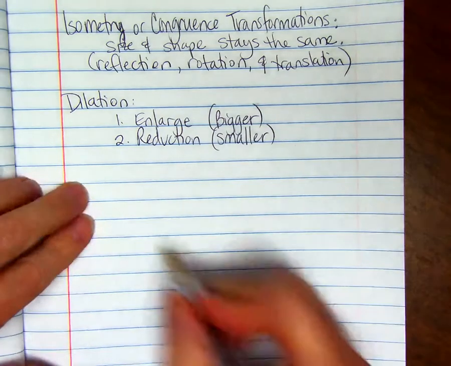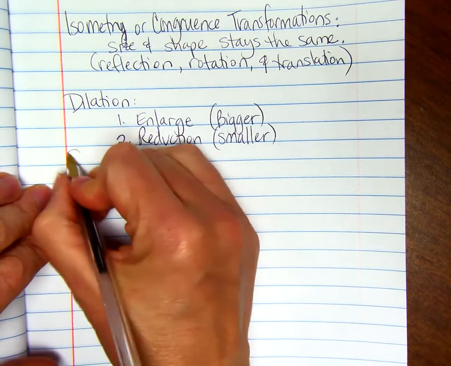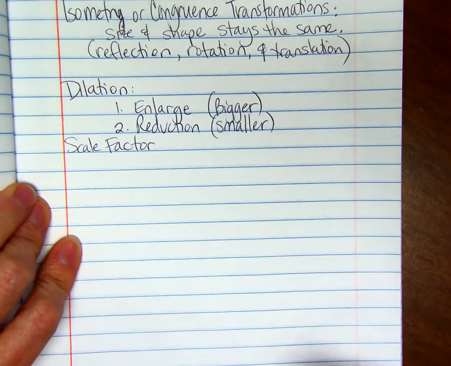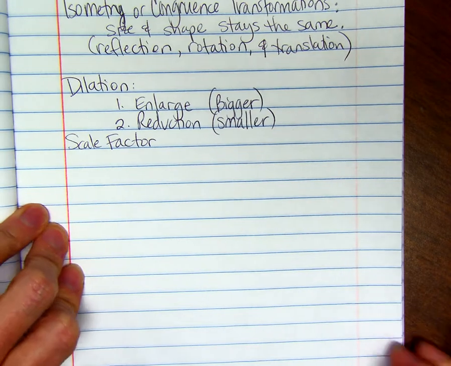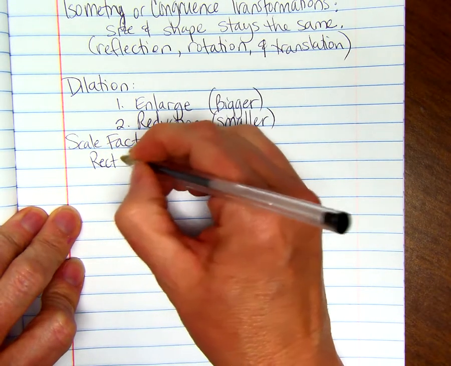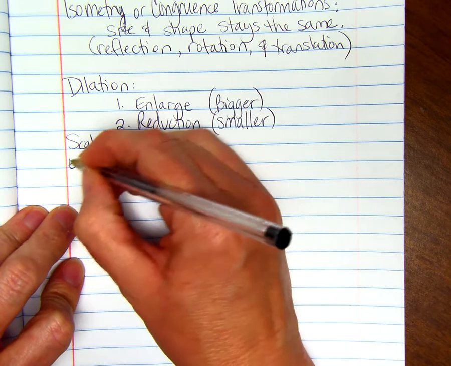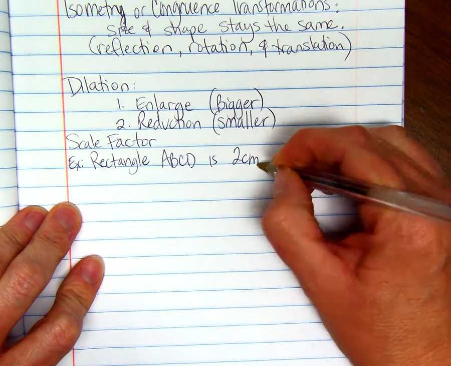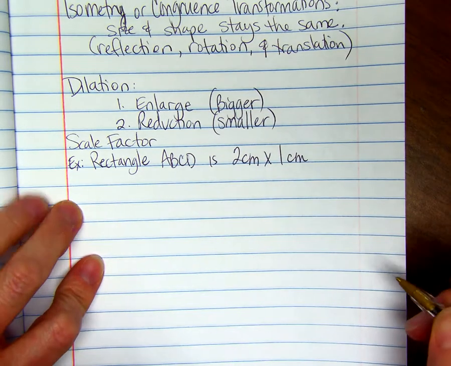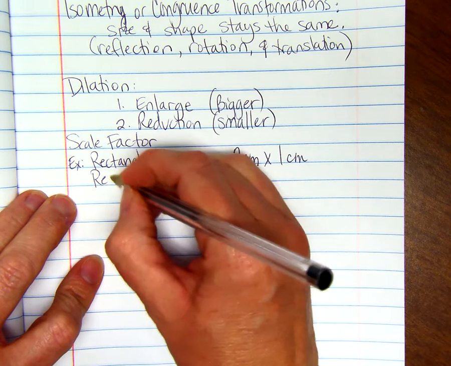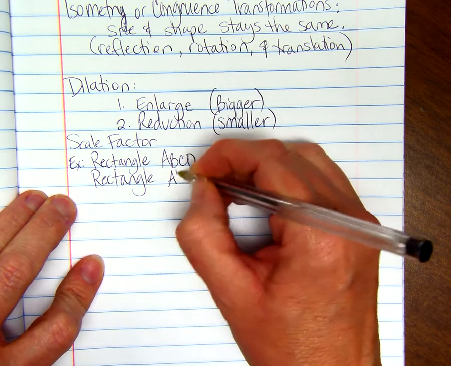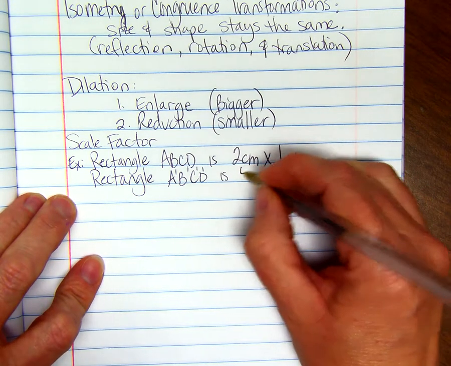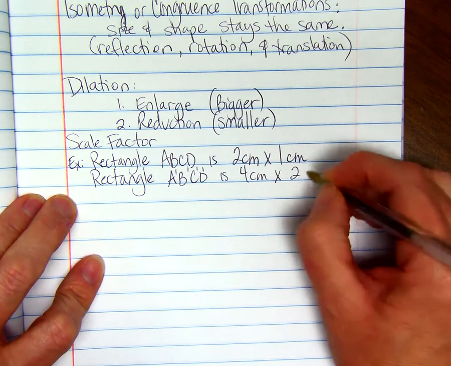So when we are making it bigger or smaller, we are using what's called a scale factor. That just means we are multiplying each side length by a scale factor. So we're going to do an example, say rectangle ABCD is 2 centimeters by 1 centimeter. So, and rectangle A prime, B prime, C prime, D prime is 4 centimeters by 2 centimeters.